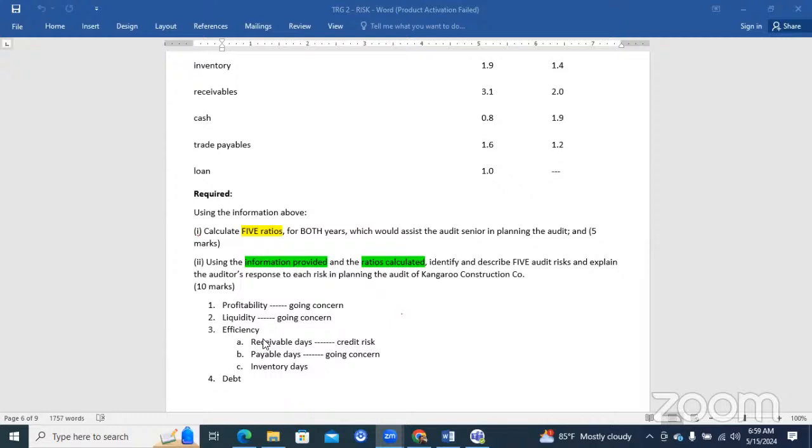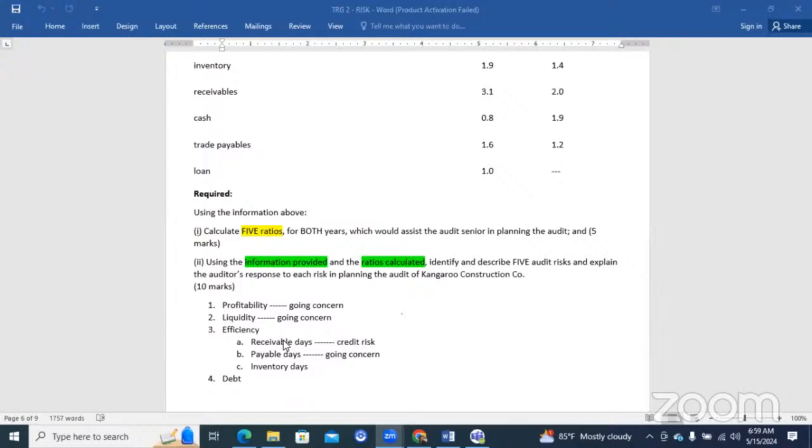Efficiency ratios: when we are calculating, there are three types of efficiency ratio. One is receivable days, two is payable days, three is inventory days. Receivable days, students, relate to credit risk. When receivable days are increasing, you are unable to receive money from customers. It's delaying. That shows credit risk.